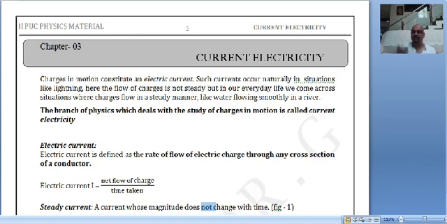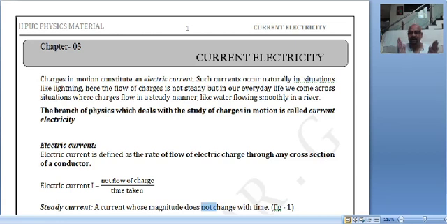Generally, anything that flows, we call it as current. Say we have water current. If water flows, we have got water current. Similarly, if heat energy flows from one point to the other point, we have got thermal current. Similarly, here we have got electric current because the electric charges flow from one point to the other point. So the branch of physics which deals with the charges in motion is called current electricity.